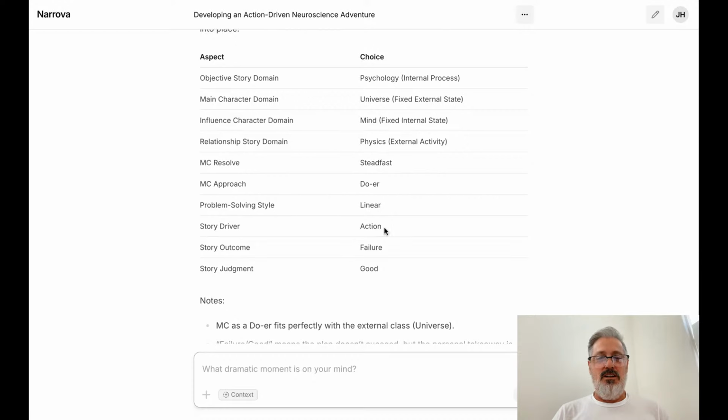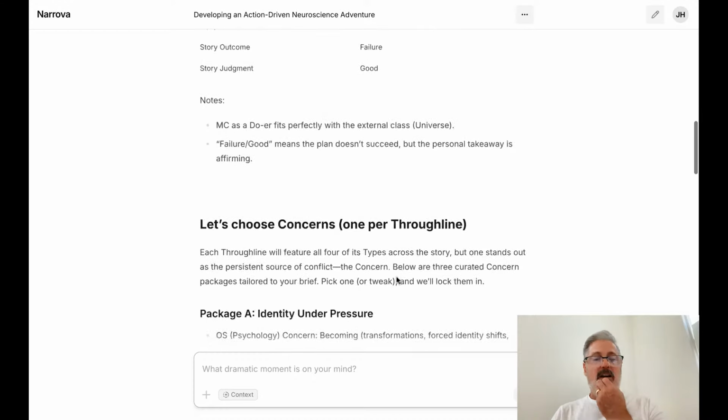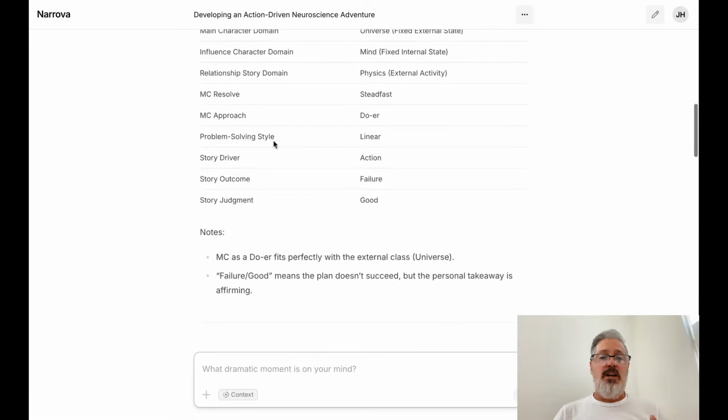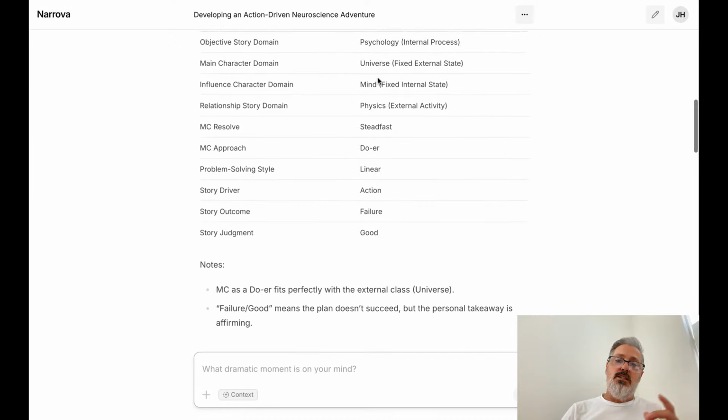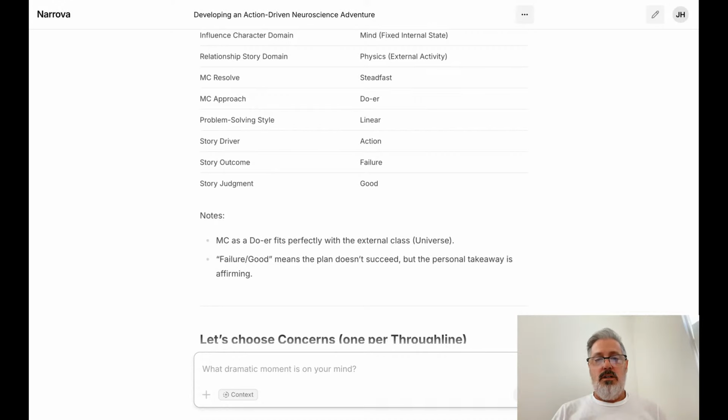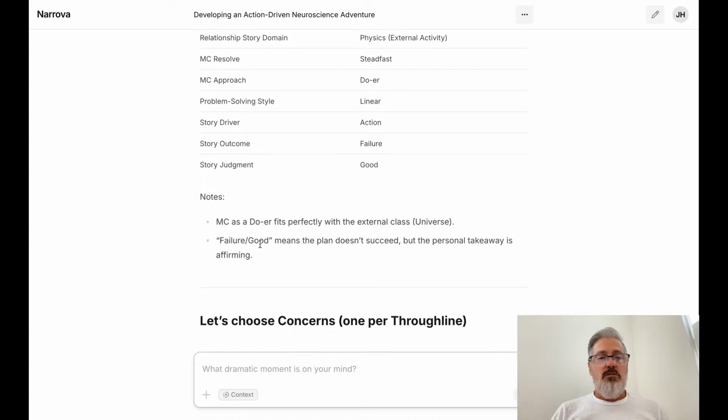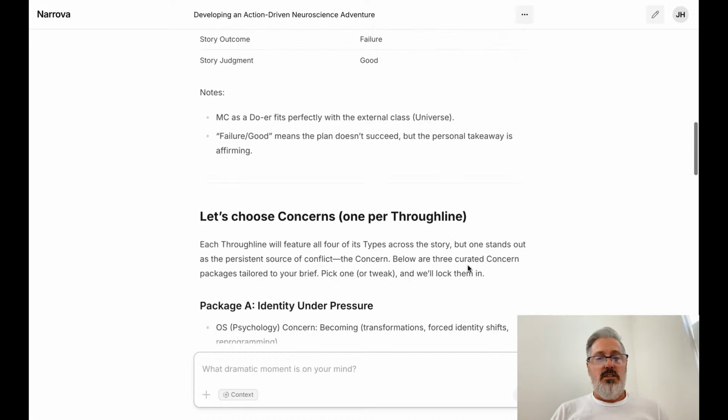Steadfast, doer, linear, action, failure, good. And this is perfect. So it picked up on the fact that because the main character domain is in universe, the main character approach will be doer. One of the aspects of a story form is whether the main character has a tendency to act first and then think, or to think first and then act. So one will be external and then maybe internalize afterwards, whereas Be-ers will internalize first as a method to resolve their conflict. And failure good means the plan doesn't succeed, but the personal takeaway is affirming.